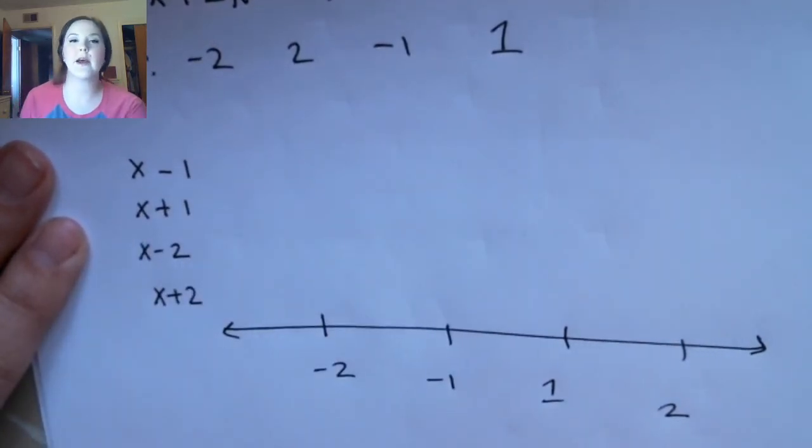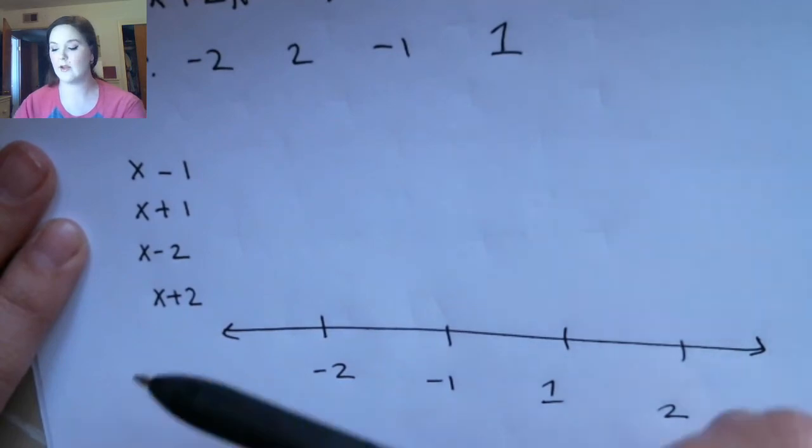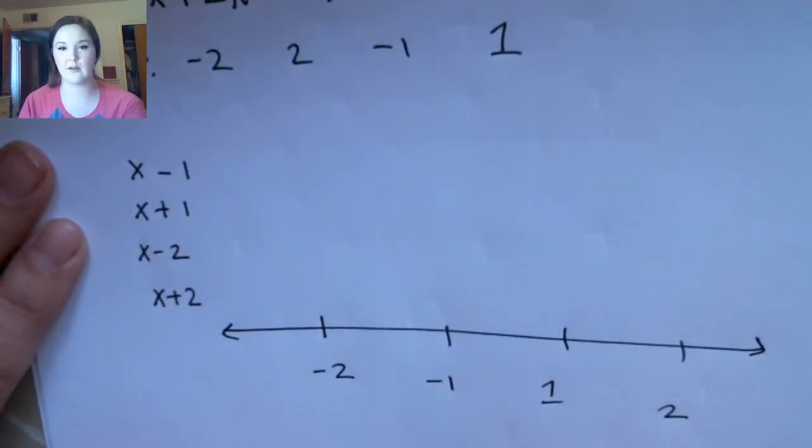It doesn't matter what order you put the factors in. It only matters what order you put these in because this is supposed to mirror the number line. These, you can put them in any order you want. You can see I just put them in the order they're written.